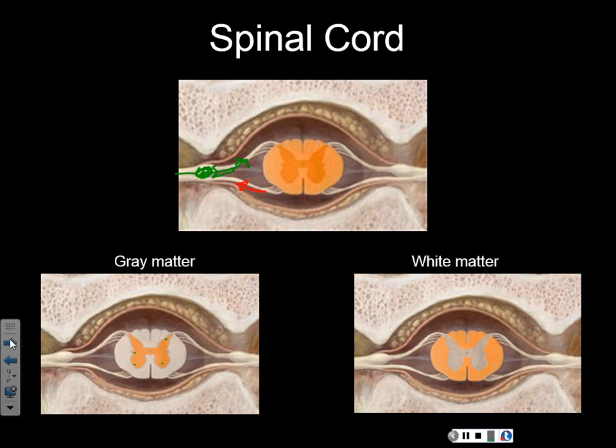All right, and then of course the white matter flanks the gray matter on the periphery. It surrounds the gray matter. And then you have those columns. Funiculi are the bigger columns, fasciculi are the small columns. Right? Fasciculus is singular, funiculus is singular. With an I, it's plural.